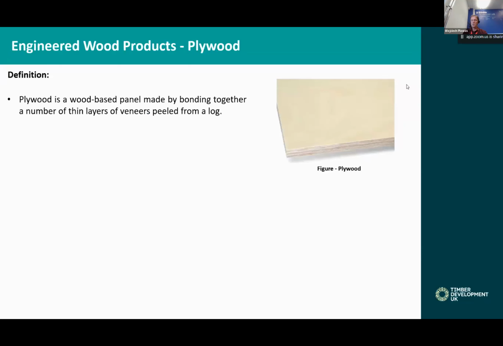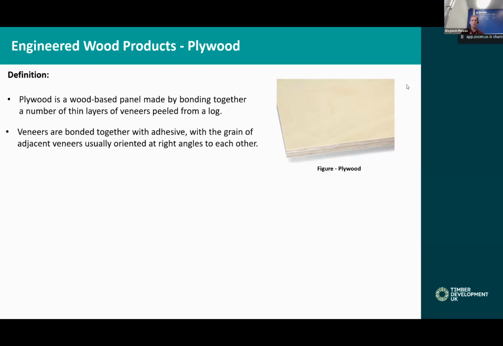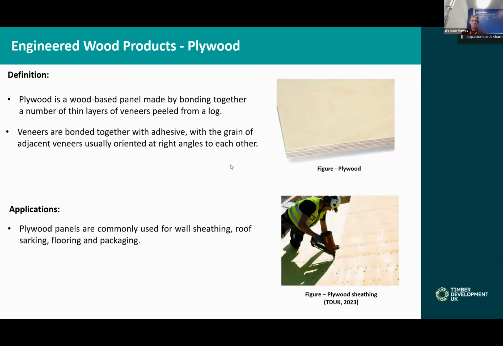Plywood, in principle, is very similar to LVL, but it comes as a panel product, so it's wide and long, but thin. It's made from thin veneers peeled from the log. Veneers are bonded with a structural adhesive, with the grain of adjacent layers usually orientated at right angles. I'm sure all of you have seen plywood in some form or another, but in terms of structural applications, it's often used as sheathing or sarking for roofs.